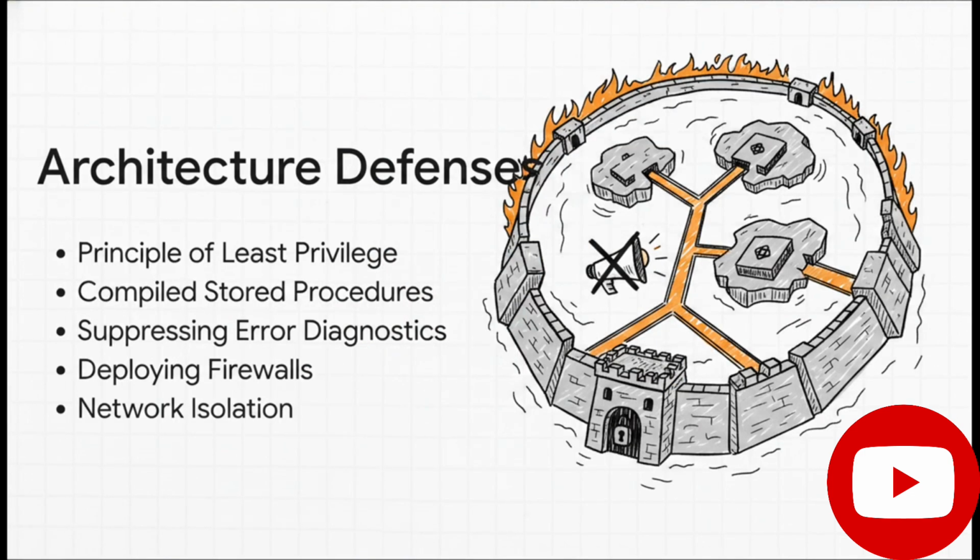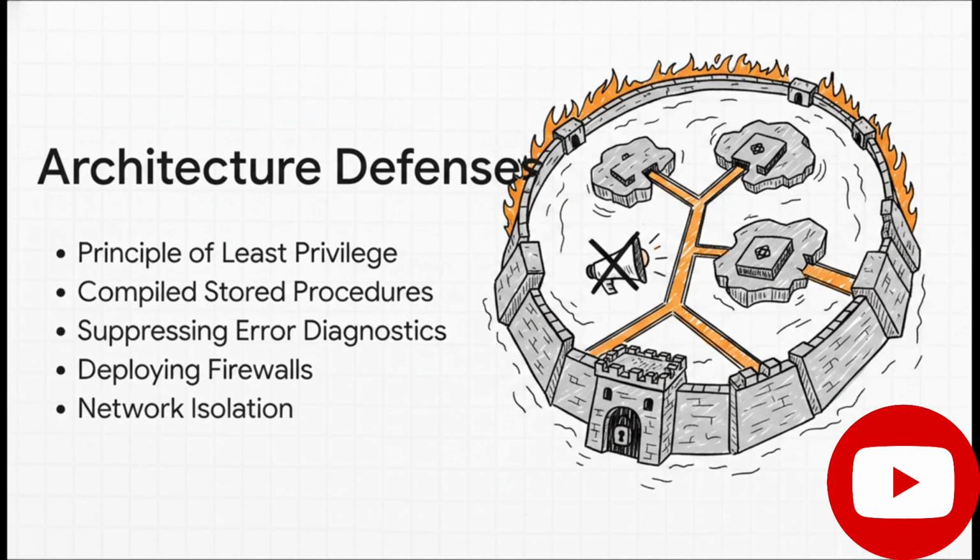But what happens if the code fails? Well, that's where our second bucket comes in, architecture-level defenses, to add massive structural security. We start with the principle of least privilege. Basically, give a service only the exact permissions it needs and nothing more. We can also lock operations safely inside the database using compiled stored procedures.